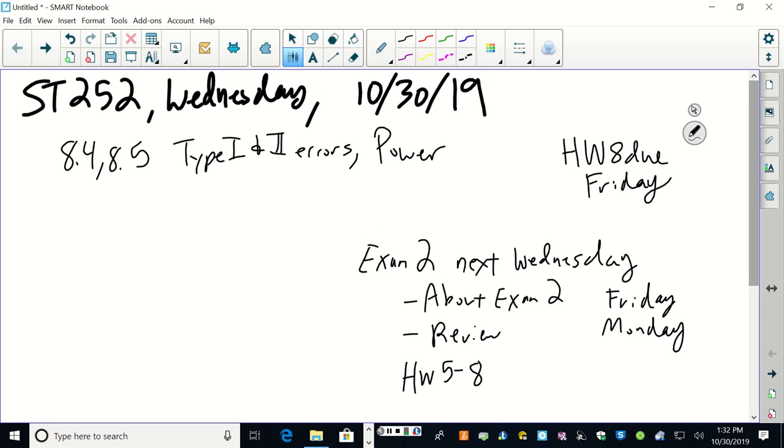Today we're going to talk about a couple of issues of hypothesis testing, what we would call type 1 and type 2 errors, and their different implications, and a calculation called power, which also leads to a different sample size calculation. There's a homework due Friday that covers these materials in chapter 8. And if you're looking at the schedule, exam 2 is actually next Wednesday.